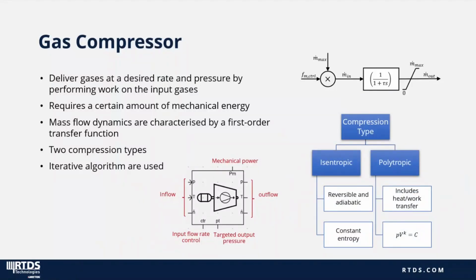Next component is the gas compressor model. The compressor's task is to deliver a gas at a desired rate and a desired pressure by performing work on the input gas. Therefore, it consumes a certain amount of mechanical energy. Mass flow dynamics inside the compressor are characterized by a first-order transfer function with the user-specified time constant, as shown in this figure. The user has the flexibility to choose the compression process between isentropic and polytropic processes.